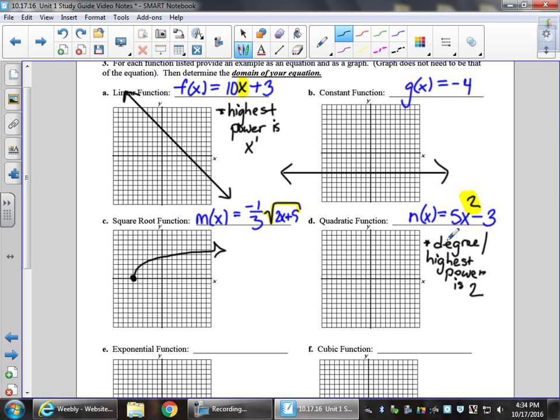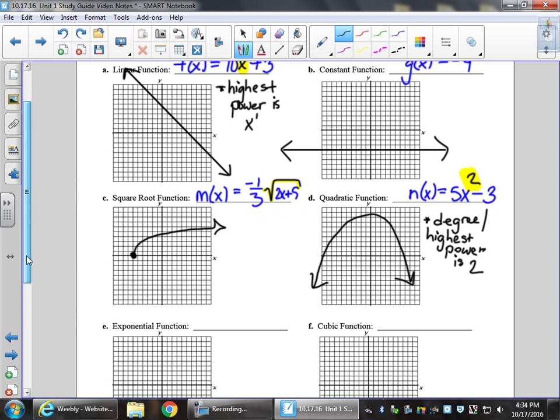We all are very comfortable, I hope, with quadratics in that we know they are a U shape. That U could open up, could open down. I'll make this one opening down. Quadratics are U's. Very good.